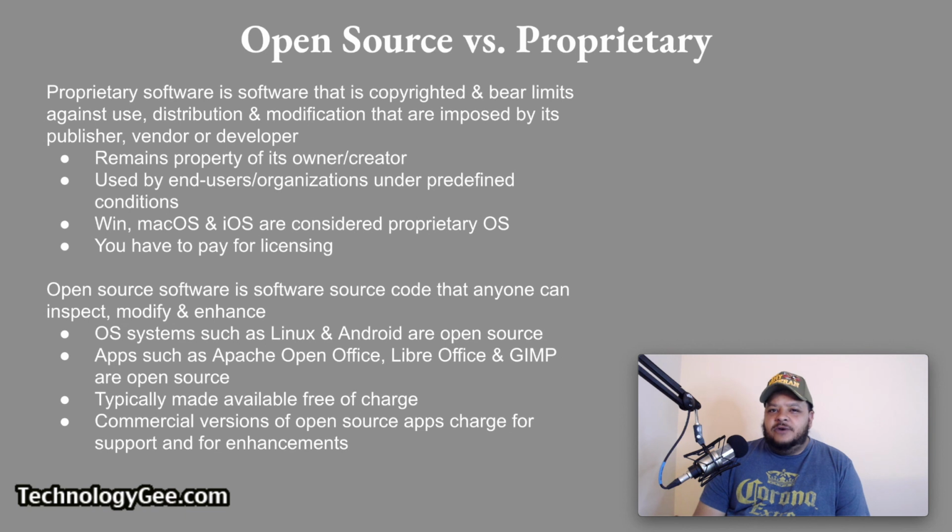Open source software is software with source code that anyone can inspect, modify, and enhance. Open source software systems such as Linux and Android and apps such as Apache, OpenOffice, LibreOffice, and the GIMP are examples of open source software. Open source apps are typically made available free of charge. Commercial versions of open source apps charge for support and for enhancements.